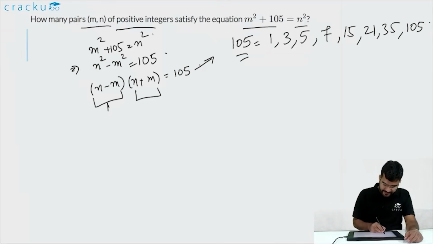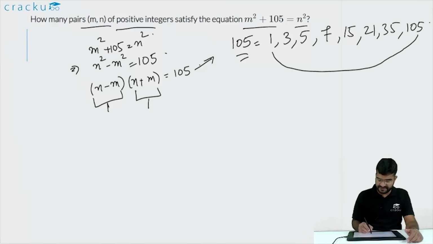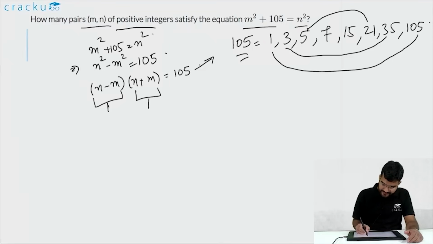Now we want n minus m and n plus m to be complementary, as in their product should match up to 105. That is 1 and 105, when you multiply them, you are going to get 105. 3 and 35 will also get you 105, 5 and 21 will also get you 105, and 7 and 15 will get you 105. And n plus m will be greater than n minus m, because n and m are positive integers.